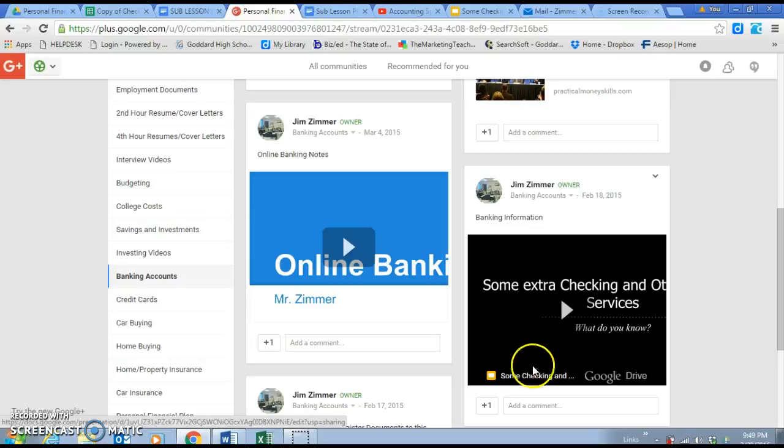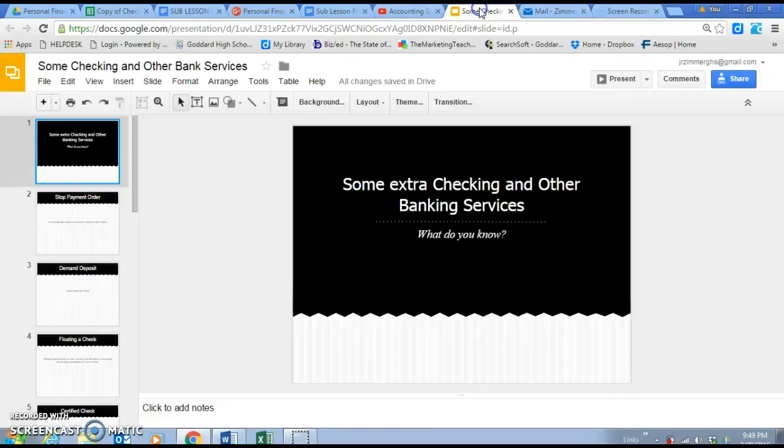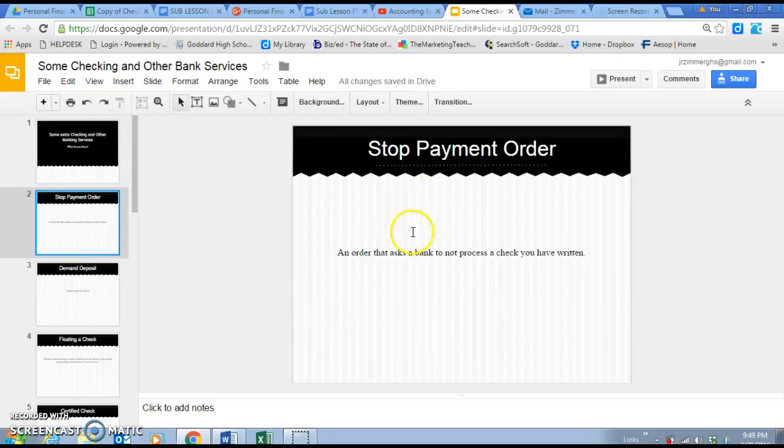Okay, so the next thing we're going to do is go through a few slides. And those slides are the following: some extra checking and other banking services. The first thing is a stop payment order. It is what it says it is. An order that asks the bank not to process a check that you've written. Sometimes this costs money, but it's a good thing to have in case you wrote a check that you all of a sudden don't want to pass.